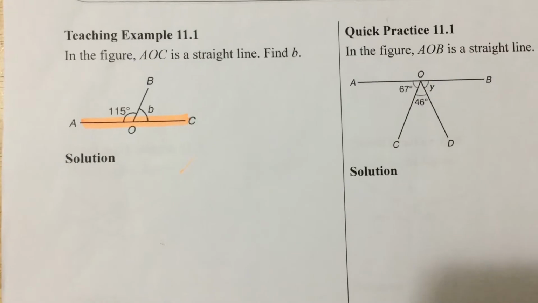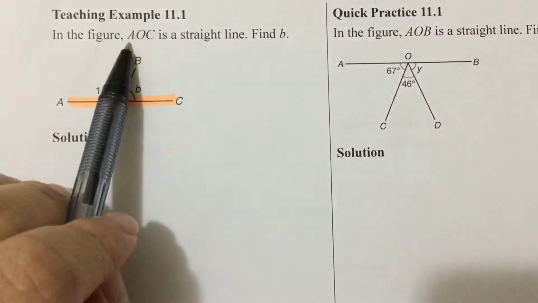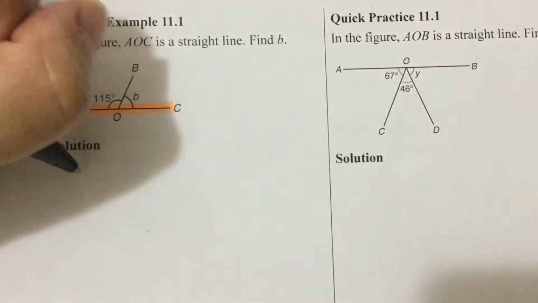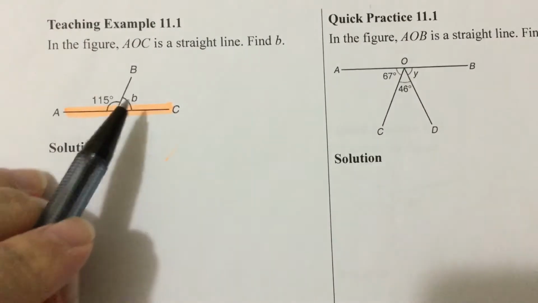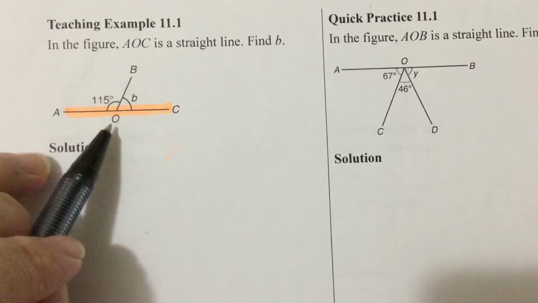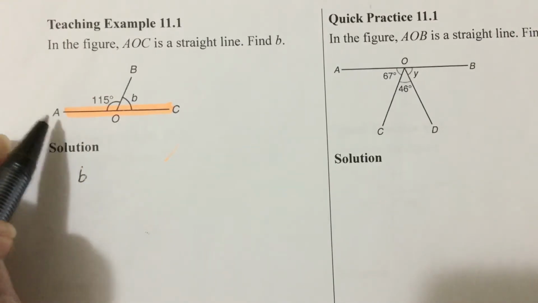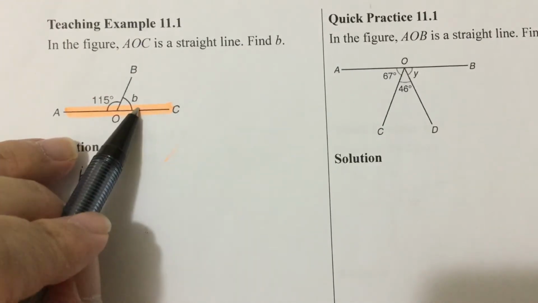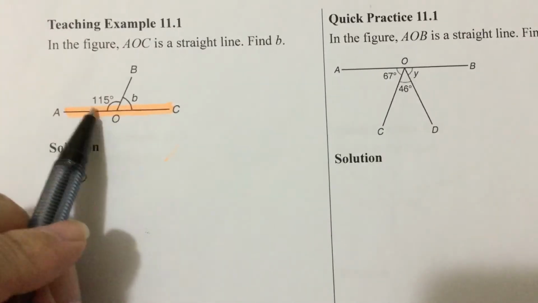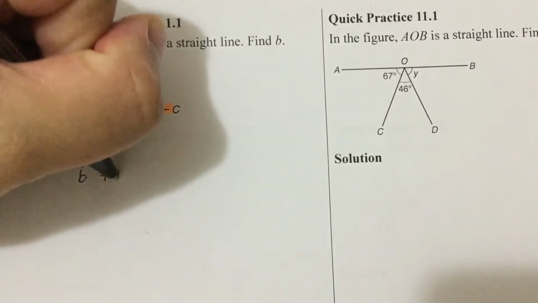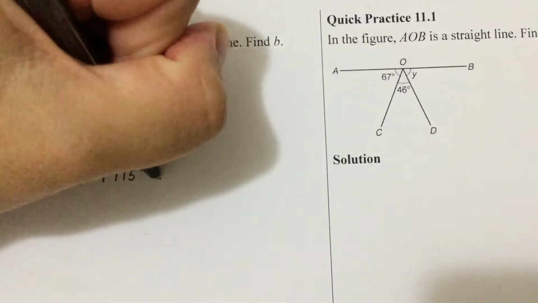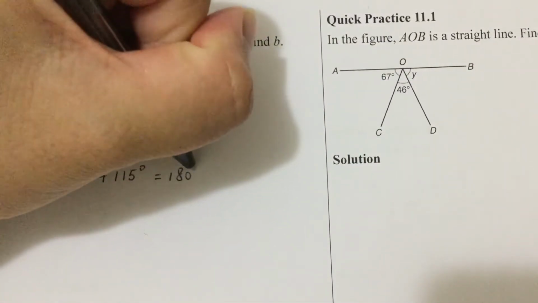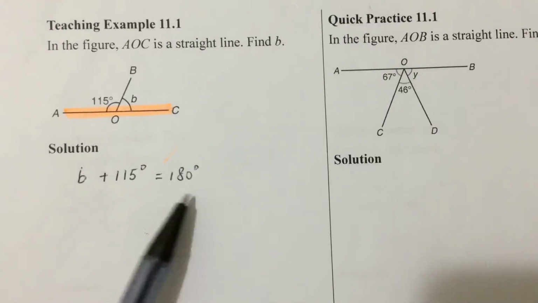So let us write down what we have. Because AOC is a straight line, we can write the first row: b. We use the small letter for the angle and the capital letter for the point. So you will see b is here, plus this one, 115 degrees, and this will equal 180 degrees. So we have something like this.